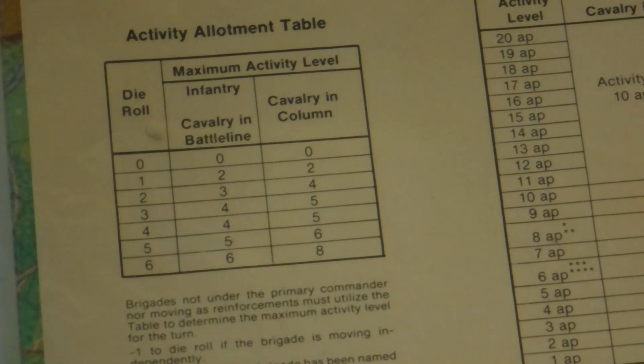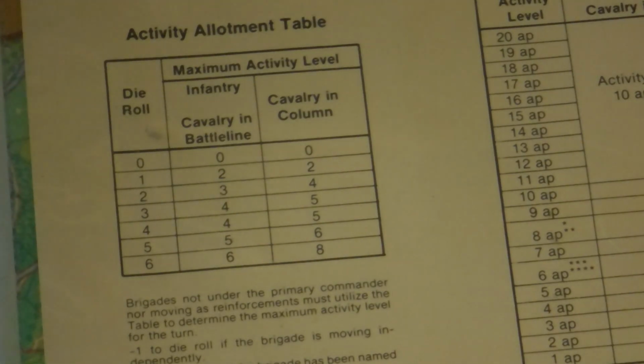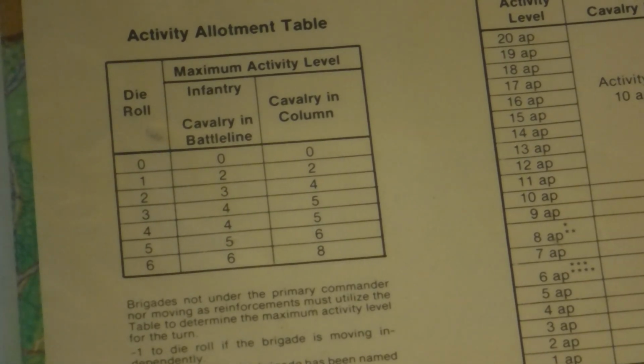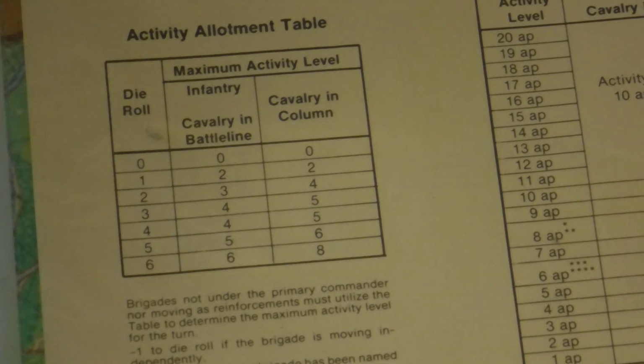I'll read what the notes are underneath the activity allotment table. Brigades not under the primary commander, nor moving as reinforcements, must utilize this table to determine the maximum activity level for a turn. Of course, you got a modifier of -1 to the die roll if the brigade is moving independently. So in this case, we would have a -1. And a -2 modifier to the die roll if the brigade has been named to attack, which is not the case.